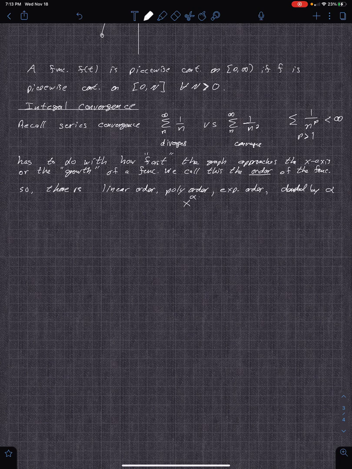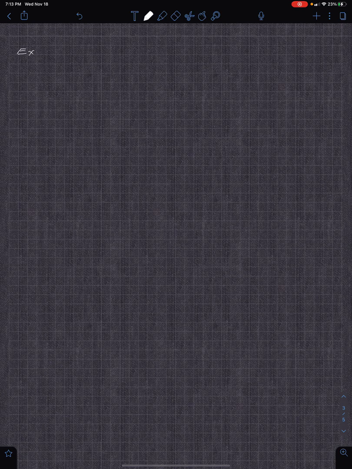No, I think that's it. But we're going to talk about exponential order. That's what we're focused on because that's what the Laplace transform has to do with. All right, so we're specifically looking at that. We're specifically looking at exponential order alpha. So this is called exponential order alpha.